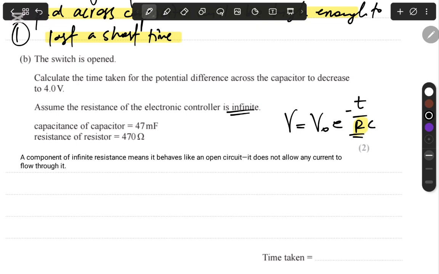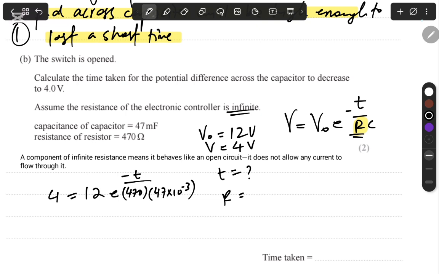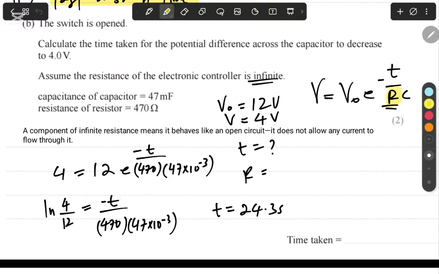Now, pretty much a simple question. Plug in the values. V naught is going to be equal to 12 volts. V is going to be equal to 4 volts. And time is what we have to find out. R and C are also given to us. So I've plugged in all the values. Now let's get the answer. When you solve this, you're going to get t as 24.3 seconds. Let's write that down: 24.3 seconds. That's going to be your answer.